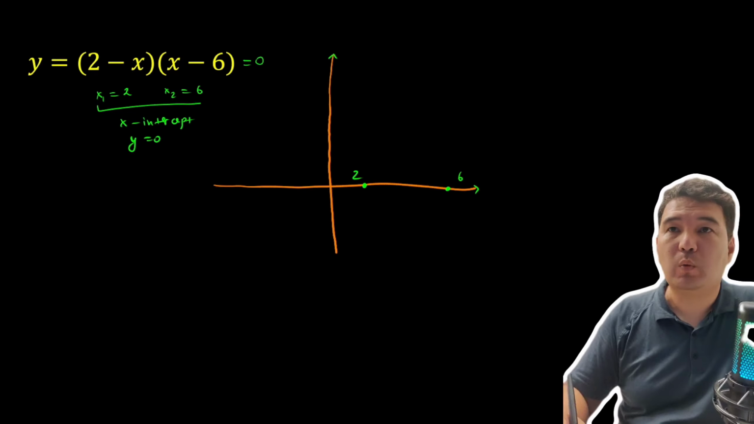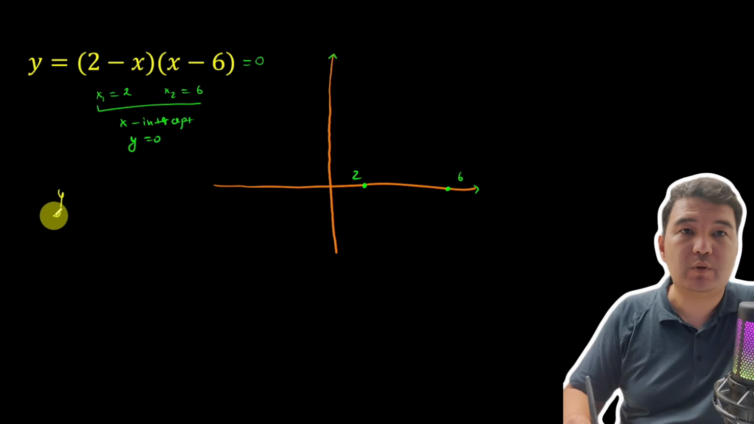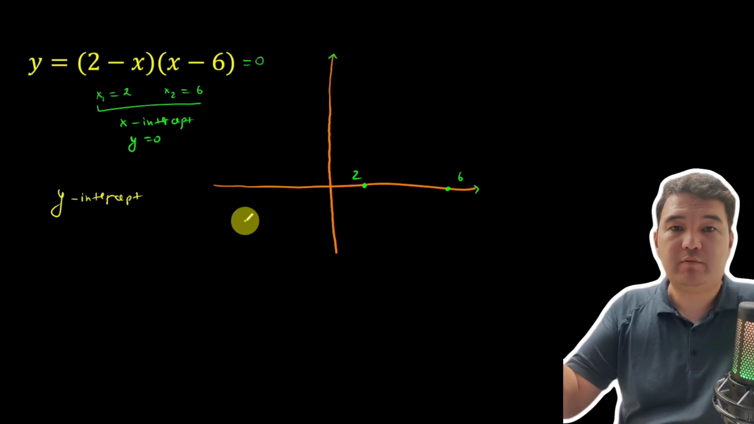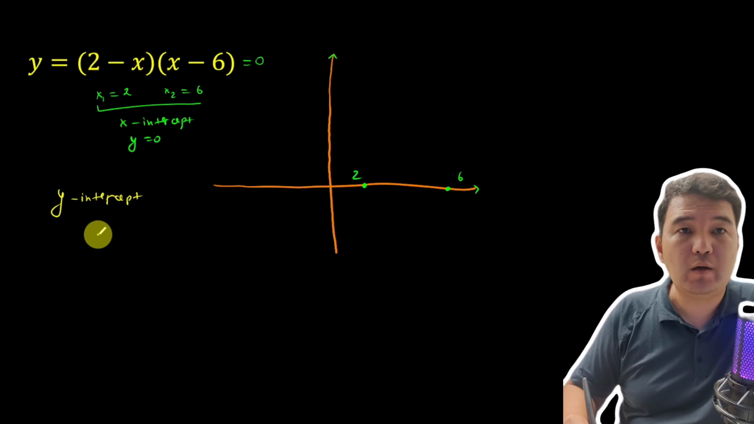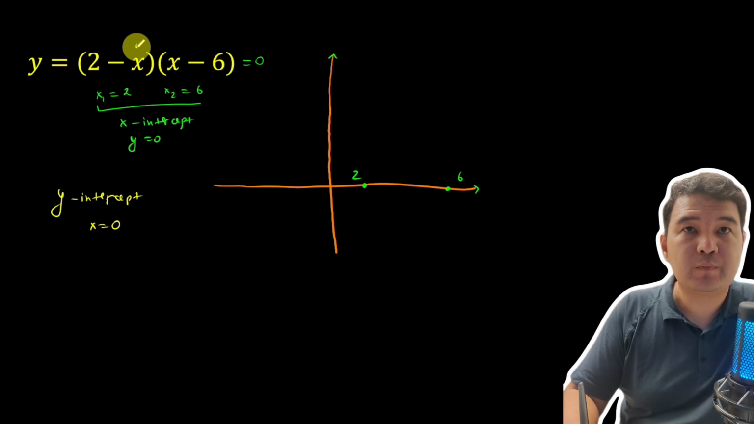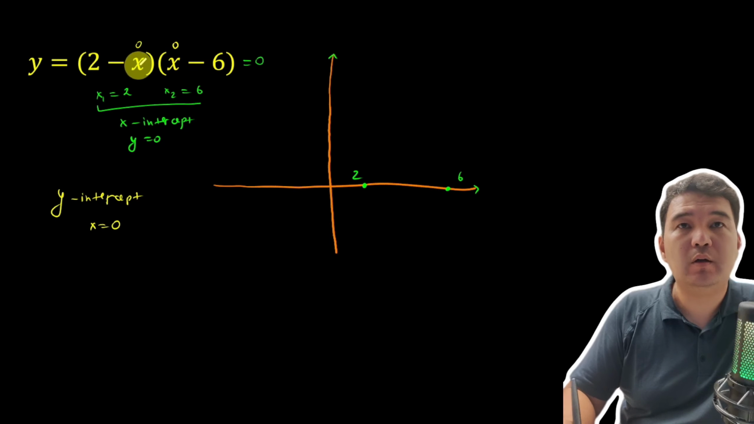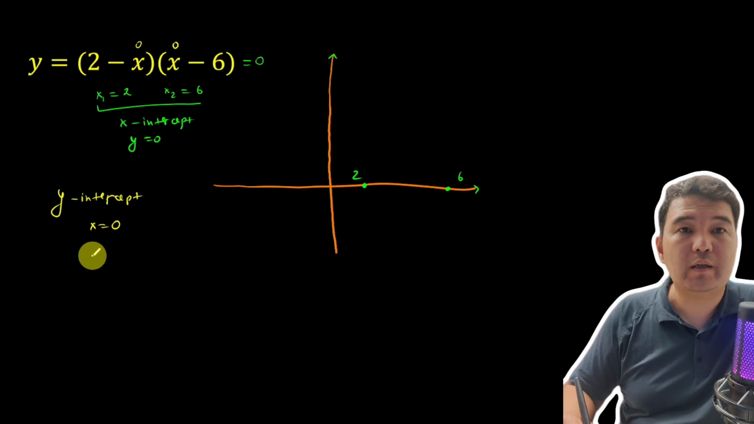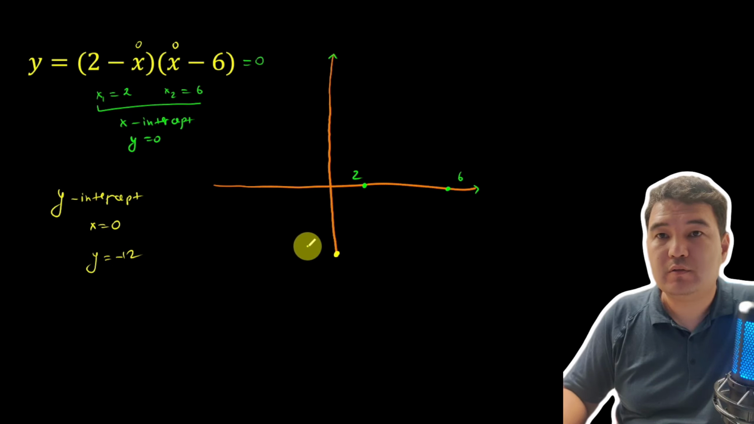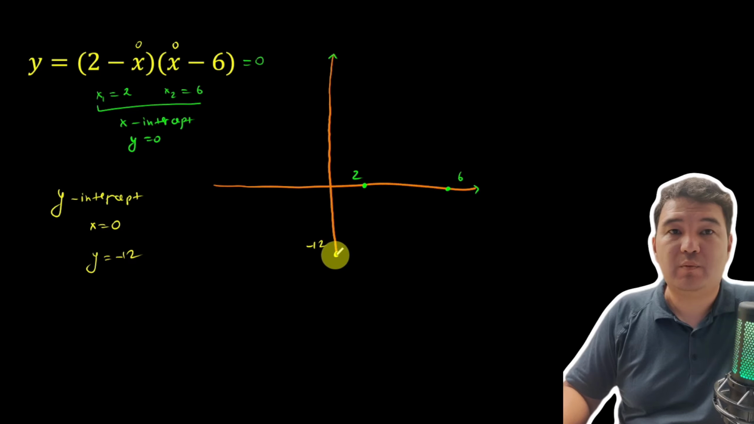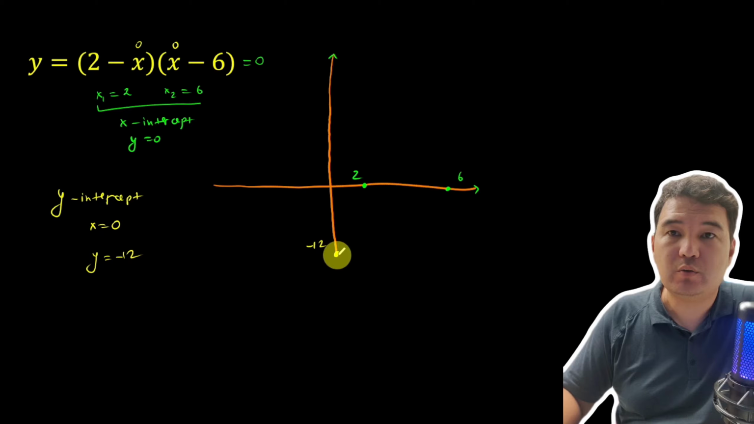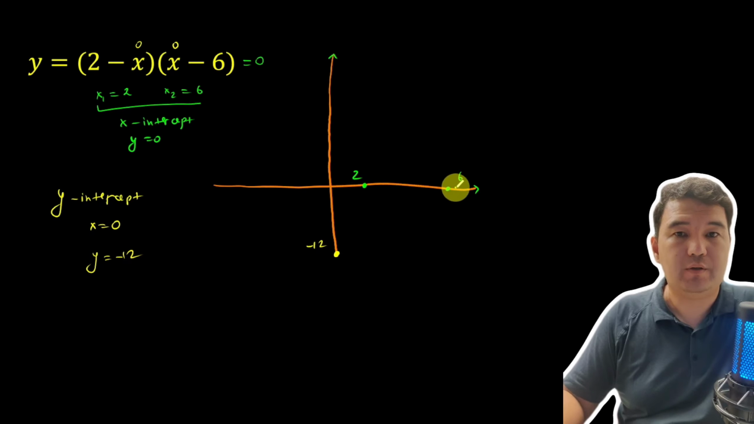Now we need to find the y-intercept of the function. Functions will have only one y-intercept. It's a point where x is equal to 0, so just set x equal to 0. You'll get 2 minus 0, times 2 minus 6, so you'll get y is negative 12. Let's say this is negative 12. This is going to be the y-intercept of the function. So when you draw the graph, it should be passing through these 3 points.